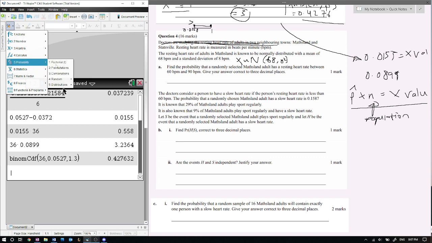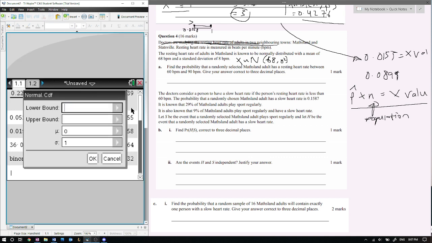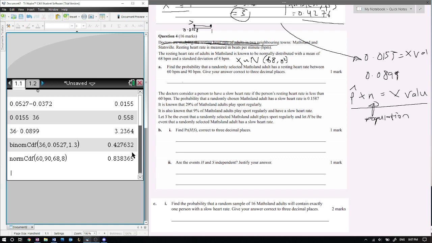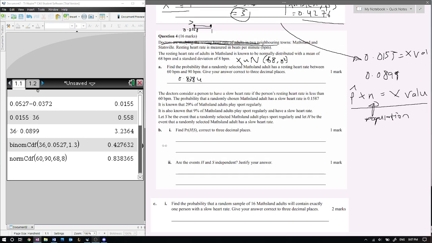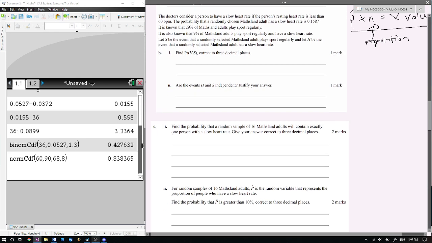Menu 552 for those of you who've forgotten. And lower bound 60, upper bound 90. Mean is 68, standard deviation 8. So that was a very straightforward question. It's really a free mark. Just know how to use your calculator. And again, menu 552 to get normal CDF. Okay, moving on.